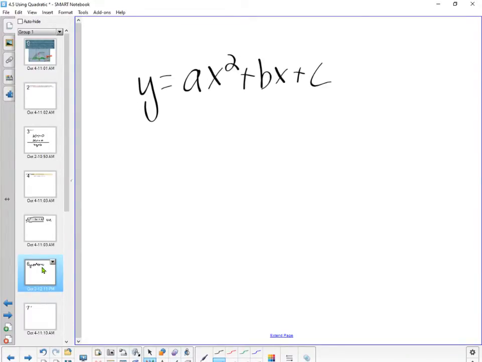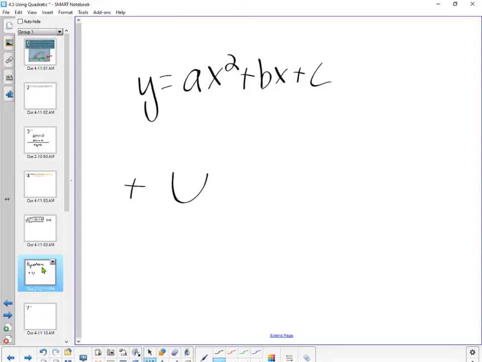Okay. So as a reminder from yesterday, the value of A, where is A located on this? It's right in front of the x squared, right? If that is a positive, then my parabola will be positive, it'll be smiling. But if that's a negative, then what's my parabola doing? It's gonna be sad, it's gonna frown.